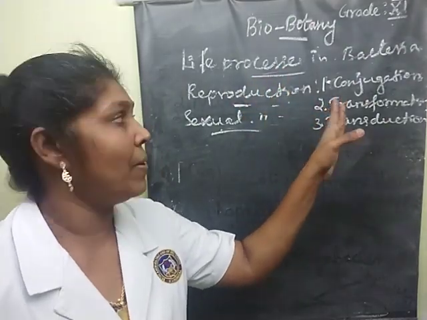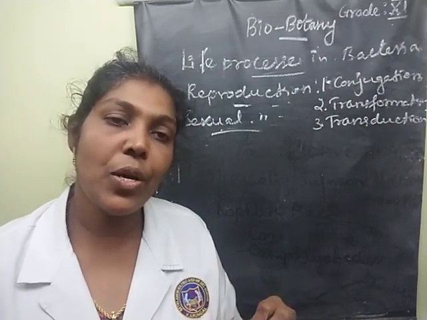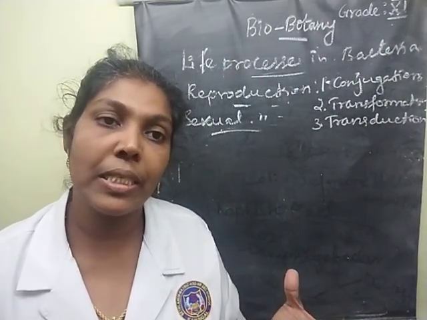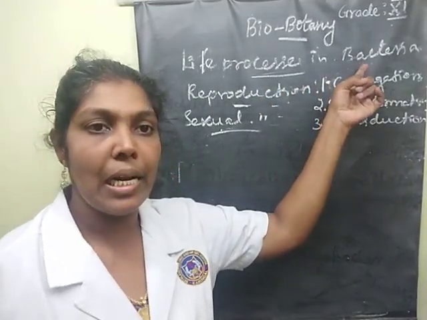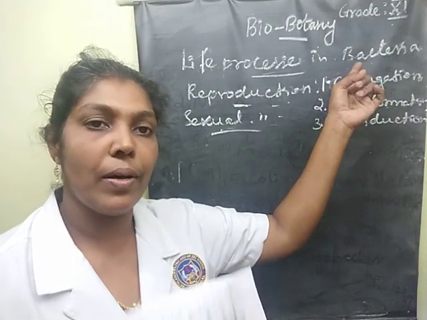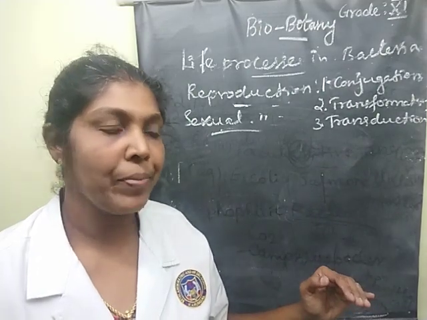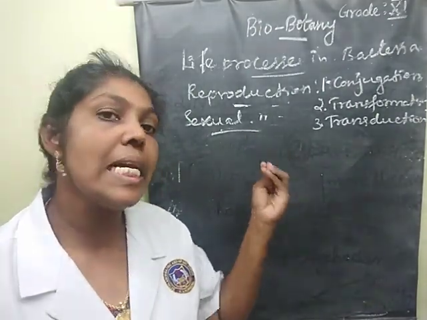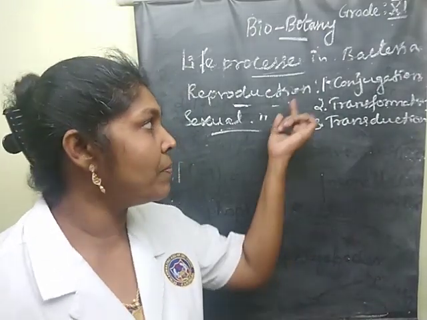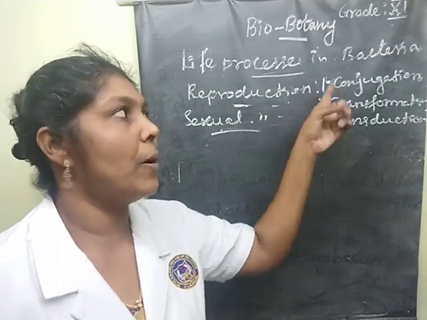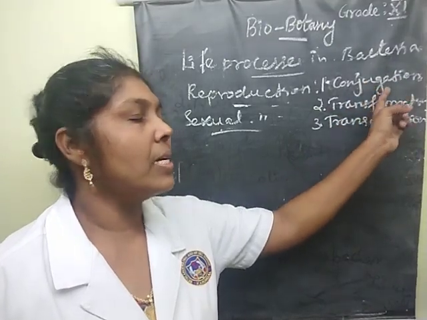The first one, the sexual method of reproduction in bacterial cells. Normally, sexual reproduction means the production and fusion of gametes to form the zygote. Am I correct? But in bacterial cells, the formation and fusion of gametes is totally absent. So here only gene recombination takes place. That way the sexual reproduction takes place in bacterial cells. Understood, children?